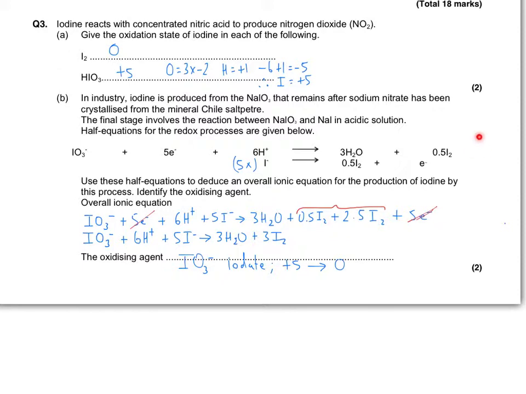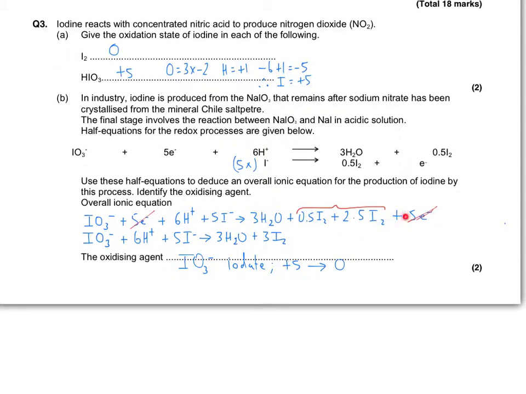So this is the reduction half equation, because you can see there's a gain in electrons. This is the oxidation half equation. You can see there's a loss of electrons. So before you combine these two half equations together to get the ionic equation, you need to ensure that the electrons being gained is equal to the electrons being lost.